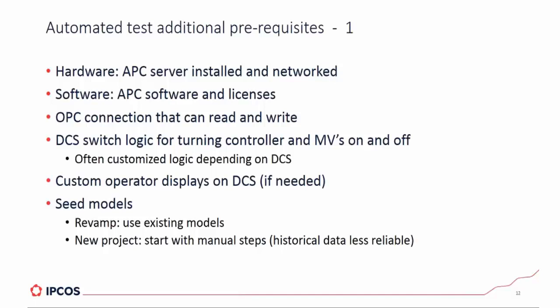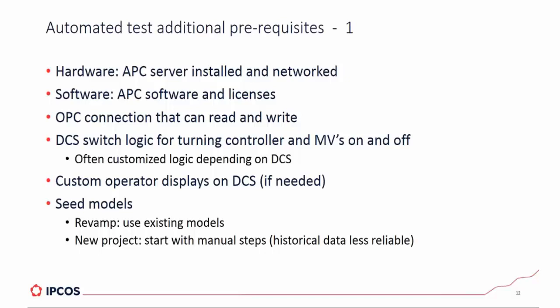Of course, for an automated test, all these prerequisites of the manual test apply, but then there's also an additional number of prerequisites. For example, the APC hardware has to be already installed and networked. The APC software and licenses have to be available and installed already when we start our step test. We would need a functional OPC connection that can read and write. Very often when we come to a plant, there is an OPC that can only read, for example, to populate a plant historian, but it cannot write. So in this case, we would already need the full functionality when starting our test.